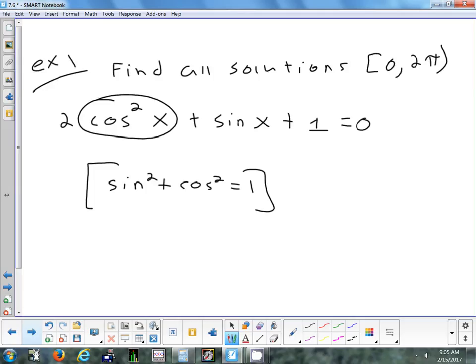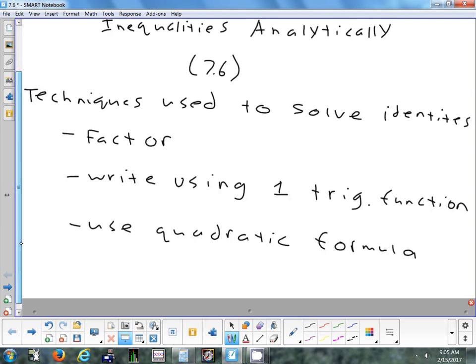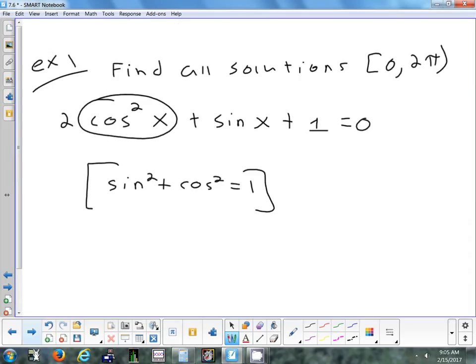All right, so this one says to find all solutions between 0 and 2 pi. If you're finding solutions between 0 and 2 pi, you just are finding specific numbers. You don't have to put plus 2 pi n on your answers. That's if you're trying to find all solutions in general. We're finding specific ones between 0 and 6.28. So we'll just write them all down.